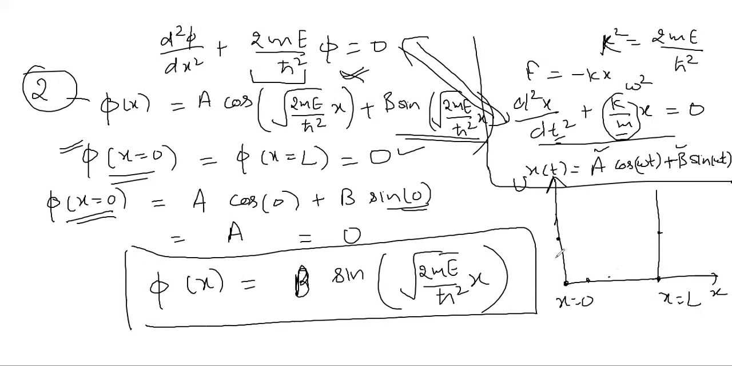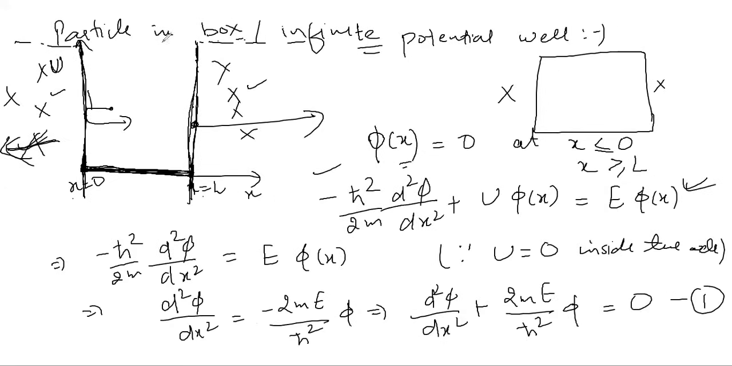Anyone has any doubt in today's class? Ma'am, why is it called infinite potential well? Because the depth of this potential, if you measure from here to here, is infinite. Here the value of your potential is 0, and here the value of your potential is infinity. That is why it's an infinite potential well.